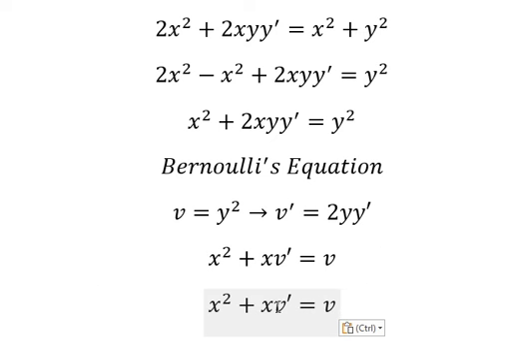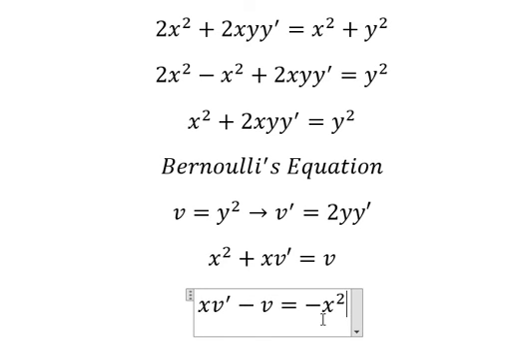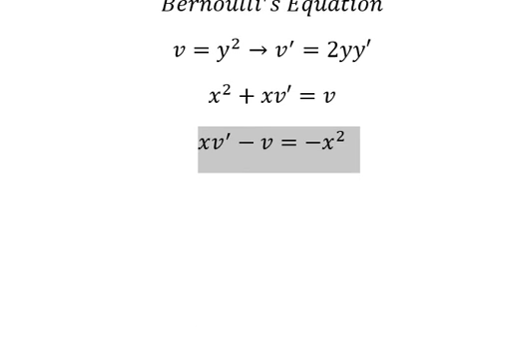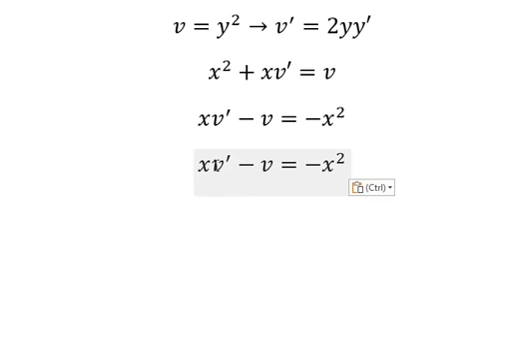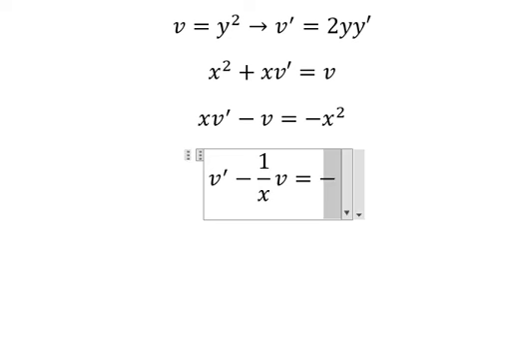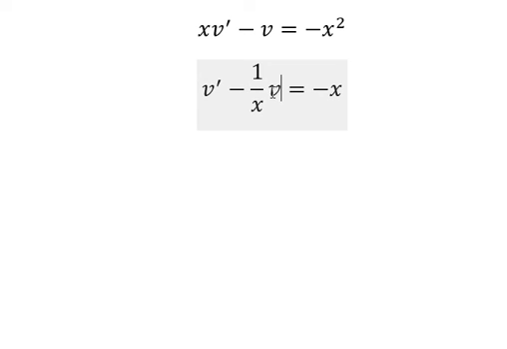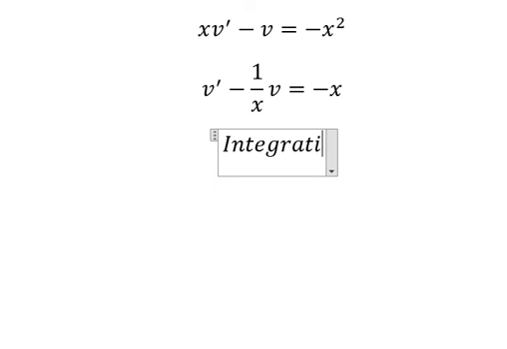Next, I will put this v go to the left and s square will go to the right. Next, we need to divide both sides by s. Next, we have v and first derivative of v, so we can use about integrating factor.